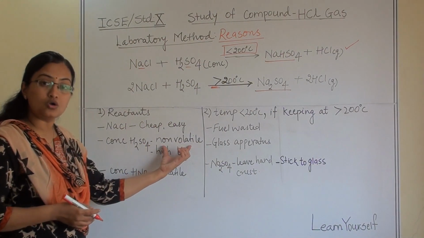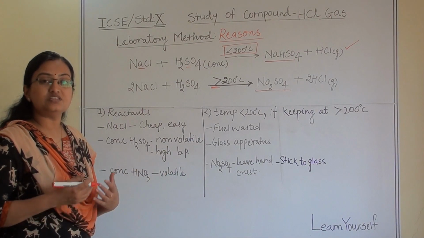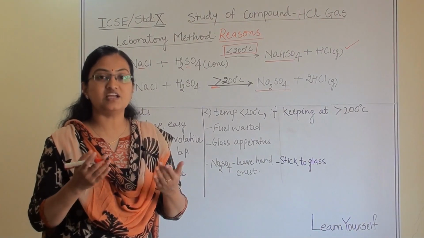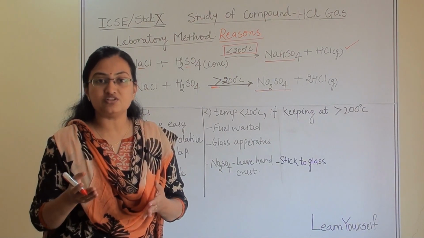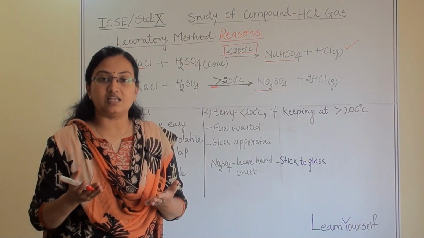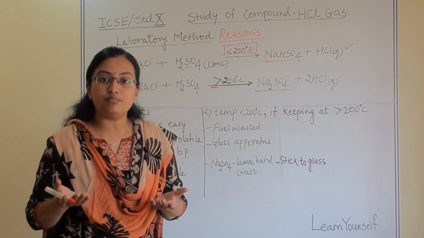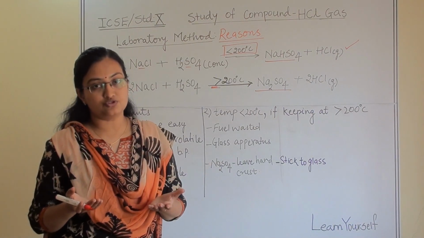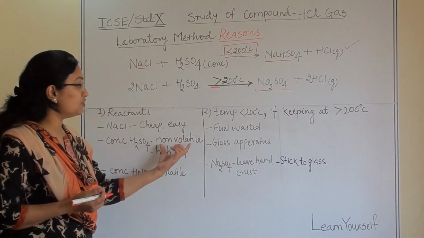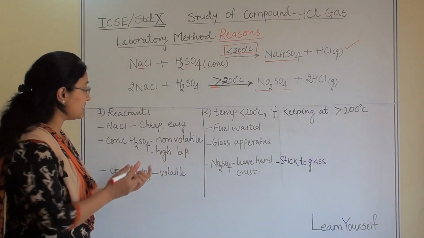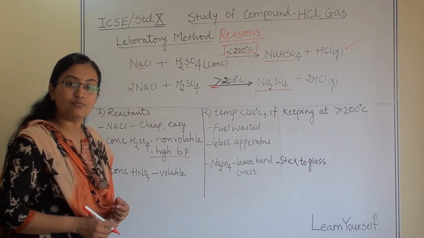Because it is non-volatile in nature. What is the meaning of volatile? For example, nail polish remover. When you are using a nail polish remover, it is volatile. Automatically it will evaporate in the atmosphere. So that is volatile nature. But H2SO4 is non-volatile and it has a high boiling point.